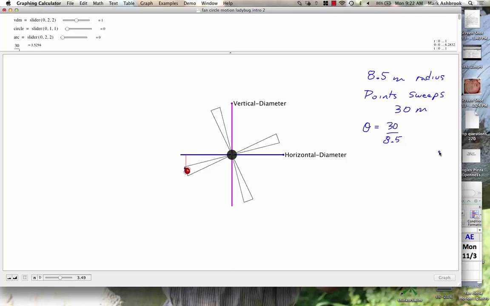Okay, so if 8.5 is the length of the radius, and we go 30, we want to know how many 8.5s make up 30, because that'll be how many radius lengths, like counting radius lengths. We know the number of radius lengths is the same as the angle in radians, right? So this is about 3.5, and that's what I'm showing in this picture.